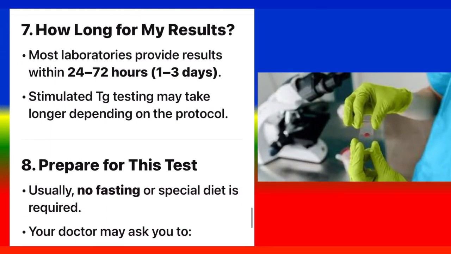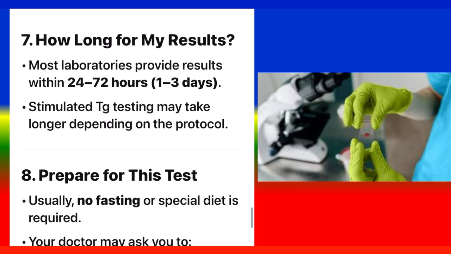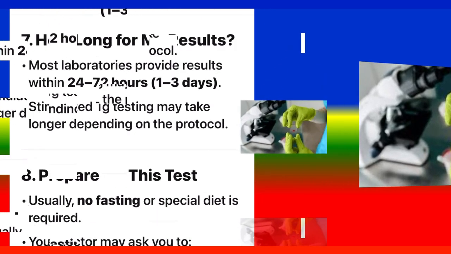Number 7. How long for my results? Most laboratories provide results within 24 to 72 hours, 1 to 3 days. Stimulated TG testing may take longer depending on the protocol.